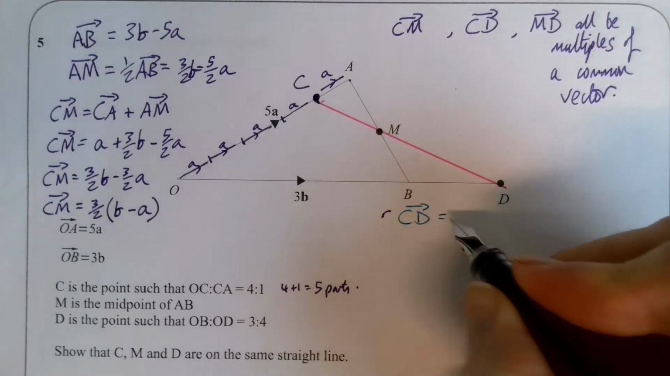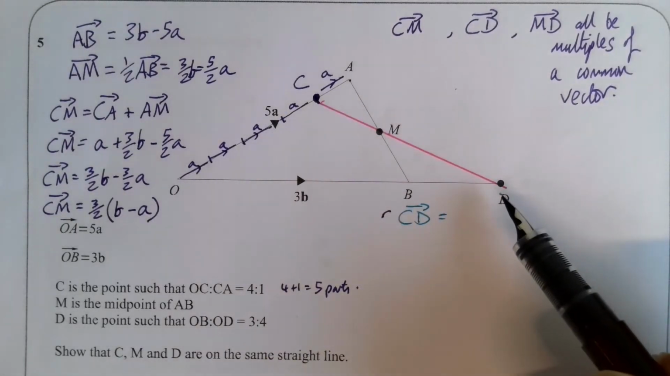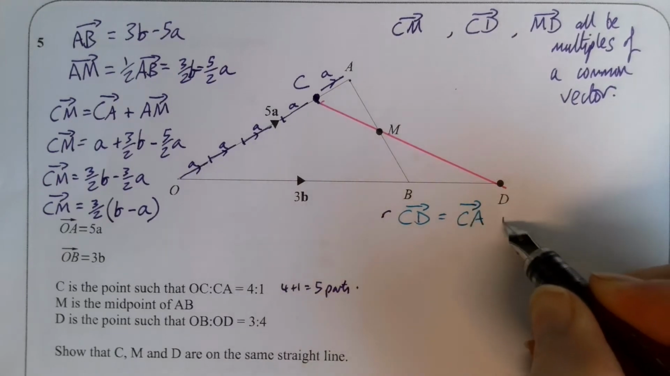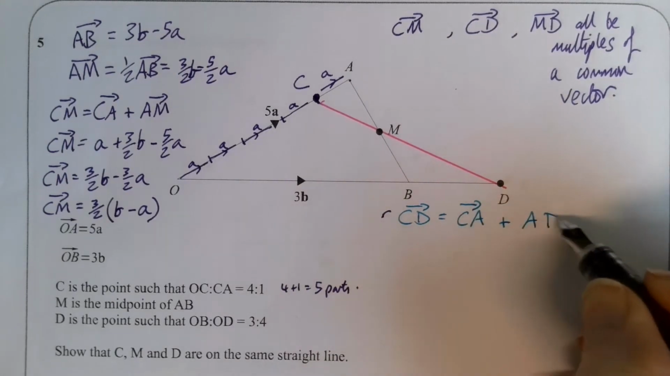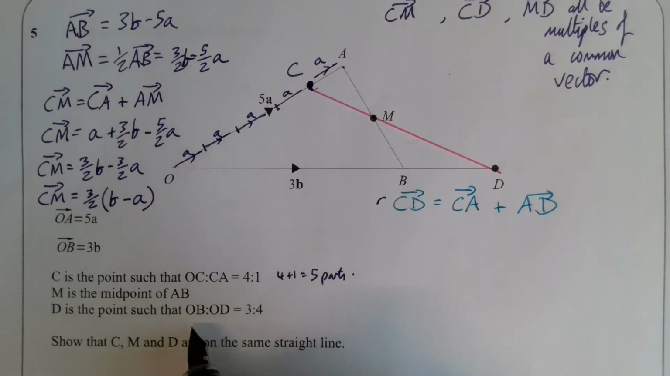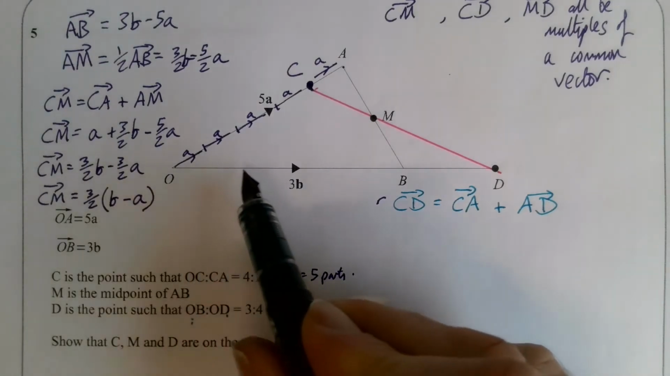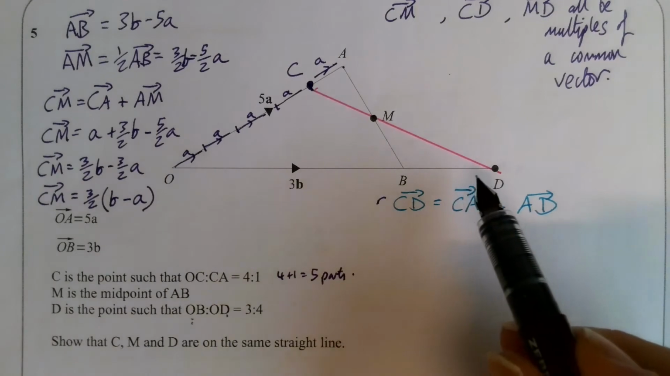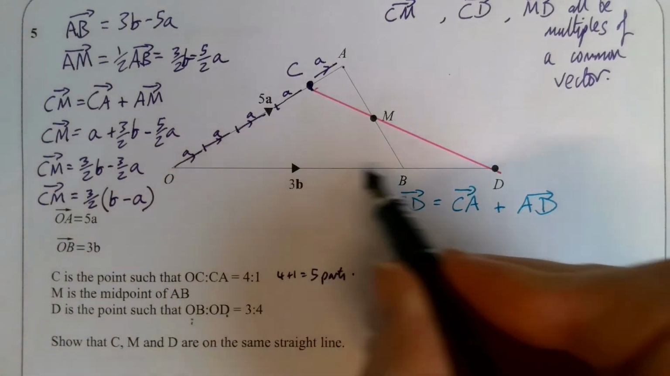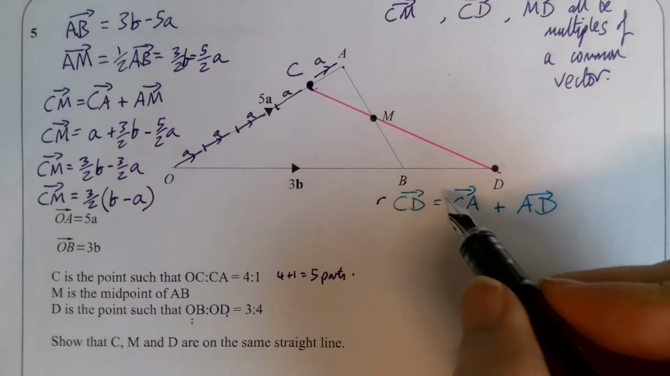C to D we can call C to A plus A to D. You may be thinking, well, what is A to D? Well, they've said that the ratio OB to OD is 3 to 4. So this is 3, and what that is, 4. Well, if that's 4, then it must, and it's 3B to there, it must be 4B to there.